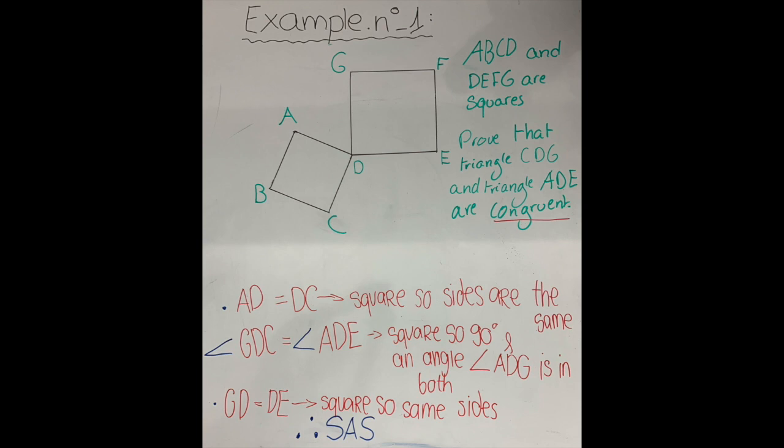Example number 1. As we can see, the question is asking us about 2 triangles which are not on the diagram. So in order to understand, we are going to draw 2 lines which join them up. So now let's look at the diagram and analyze what is the same in the 2 triangles in order for them to be congruent.